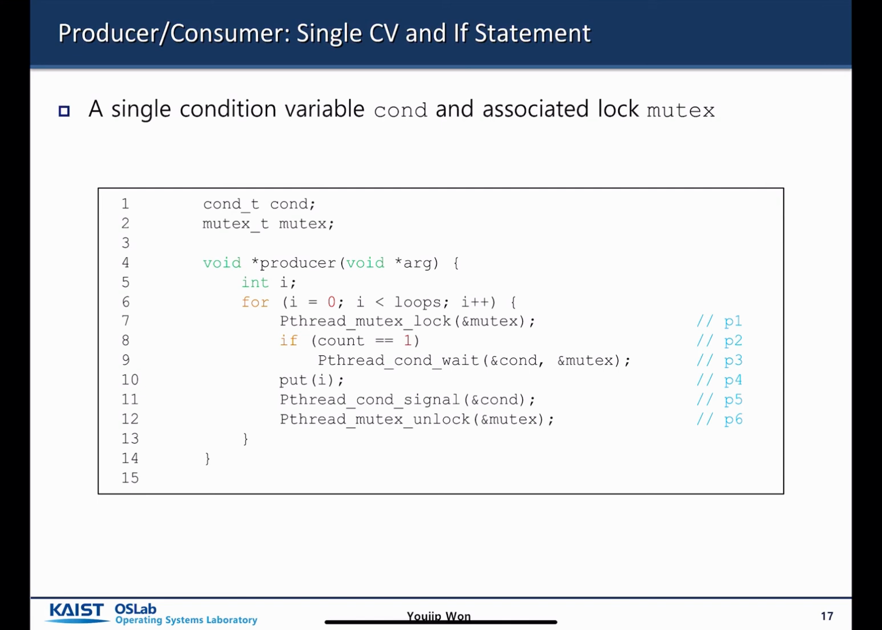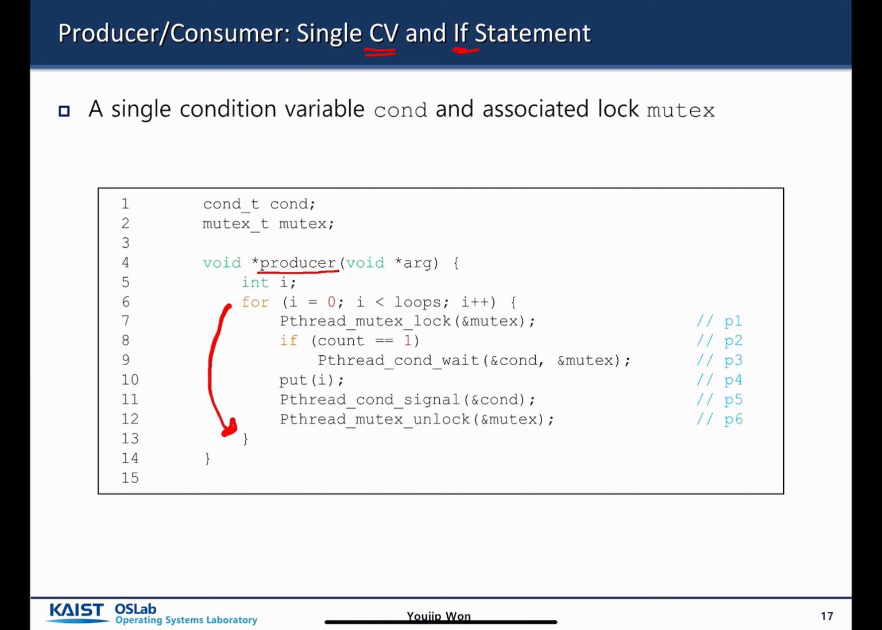This is the producer. It protects access to the count variable using the mutex, and it waits for the consumer to consume the buffer with a condition variable. So there is a single condition variable and there is an if statement. Let's look at the code.